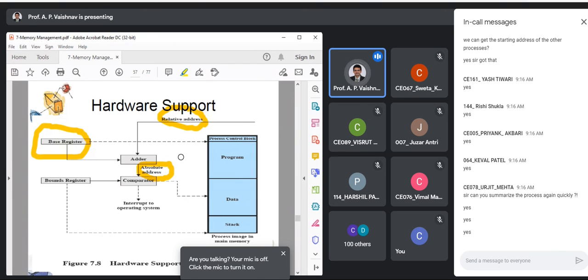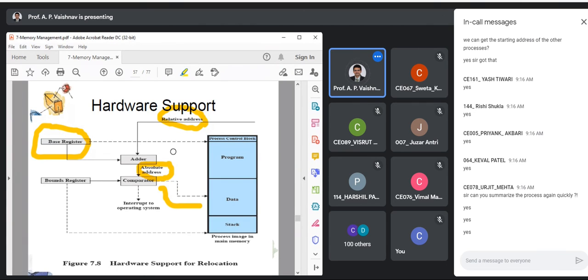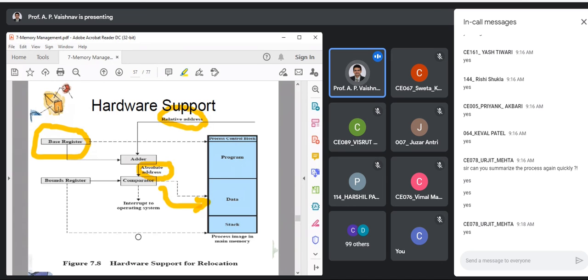Then we compare that absolute address to check whether we are crossing the boundary of the process or not, by using the comparator. If you are not crossing the boundary, that means you are pointing to the correct location, so now you can go to that address. Let us say the base was containing 500, relative was 50. So the absolute address will be 550, and you can point to this 550 address and get your data. Understood? This has to be done every time you encounter a logical address.